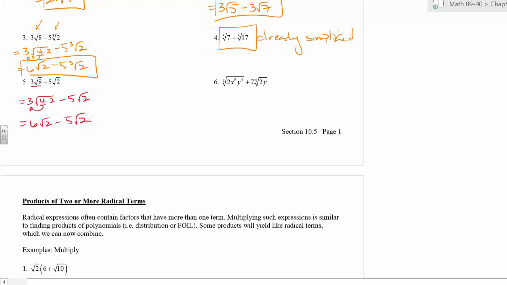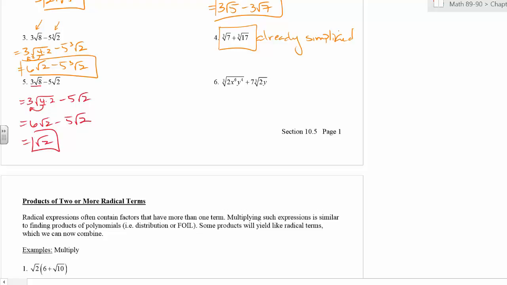Oh, and look there. Now you have like radicals. So that happens a lot. So make sure you simplify the radicals before you decide if you can add or subtract, because it may be that you have like radicals, you just can't see it because you haven't simplified them. So this actually ends up being 6 square roots of 2 minus 5 square roots of 2 is just 1 square root of 2, or square root of 2.